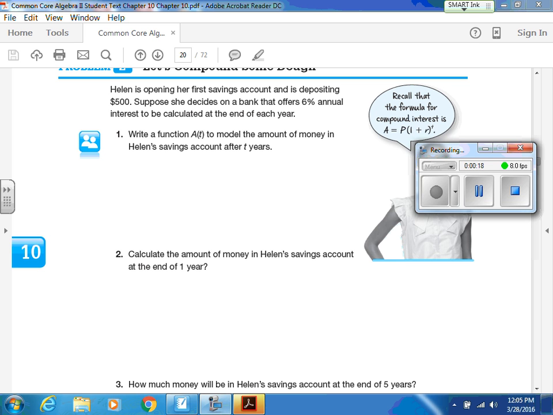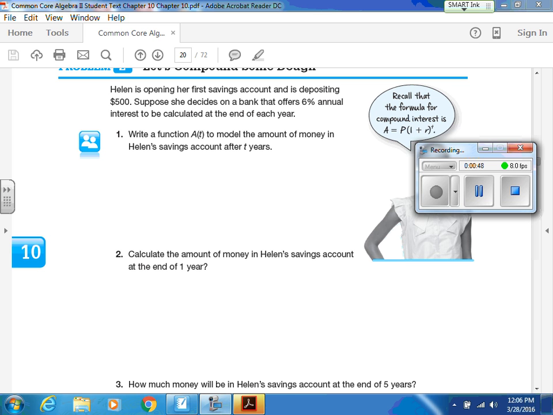This is the formula for compound interest, okay? Now, they're telling you to recall this, like you've seen it before. So let's go over what this means. A is the amount. It's either the amount that you owe or the amount of money that you have. That's A. P is the principal. You know what the principal is? Principal is your original amount.